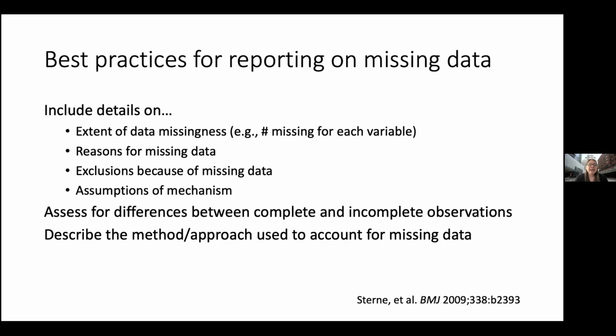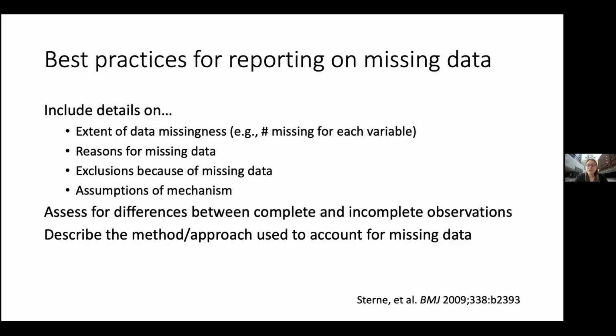And so things that we need to report on: we really need to say how much missingness did we have? So what was the number of missing values for each of our variables of interest? What are some reasons for missing data? Did you introduce missing data on purpose, for example? That would be an important thing to report on. And if you made exclusions based on missing data, say, you excluded any participant that didn't have the outcome measured, that's very important. And we should also think about how that exclusion impacts our results in terms of selection bias.